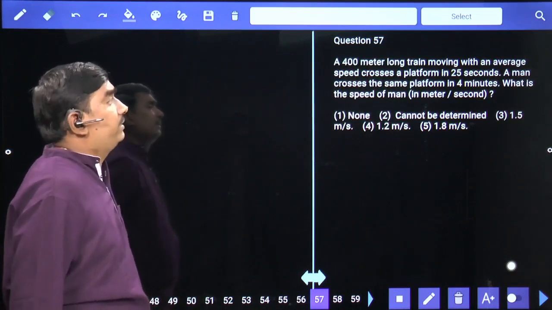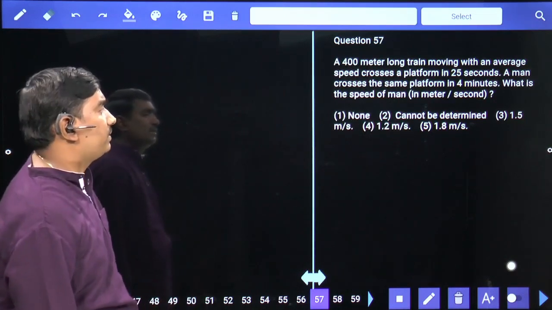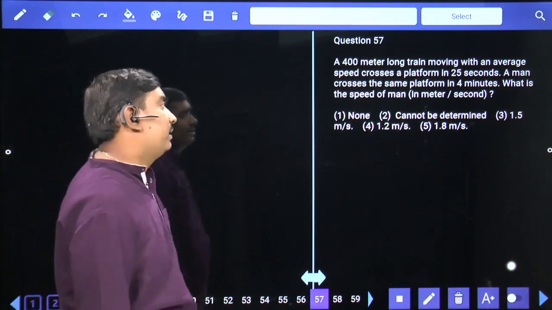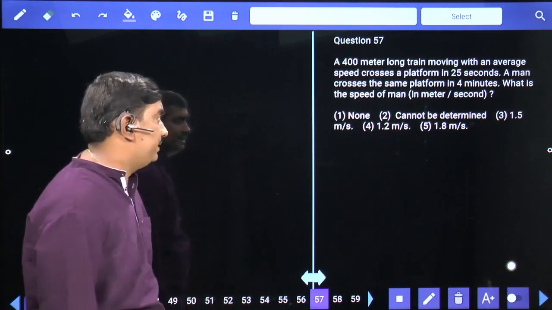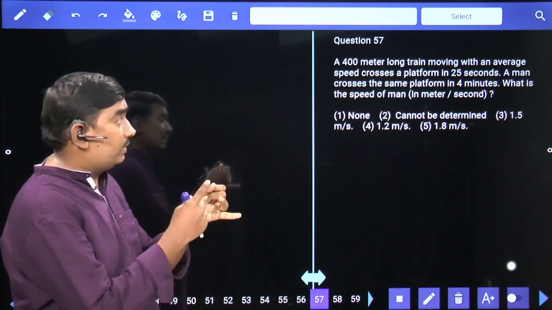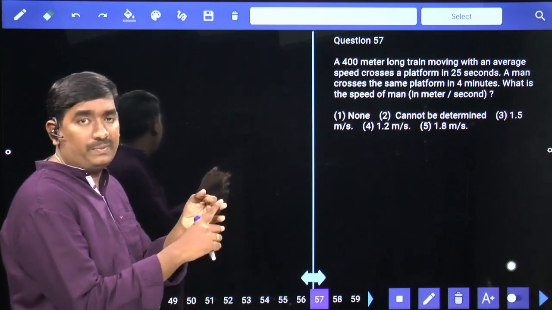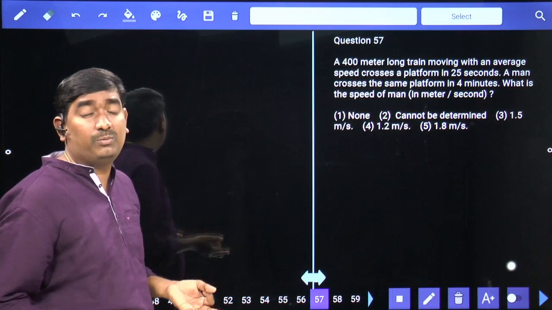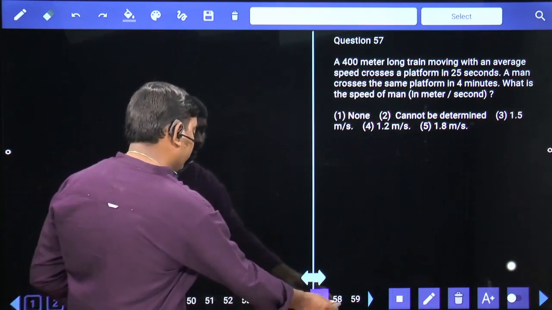A 400 meters long train moving with an average speed crosses a platform in 25 seconds. A man crosses the same platform in 4 minutes. What is the speed of the man? Your train speed I don't know, platform length I don't know, man speed also we don't know. Three unknown variables, it is not possible to get the answer, cannot be determined.